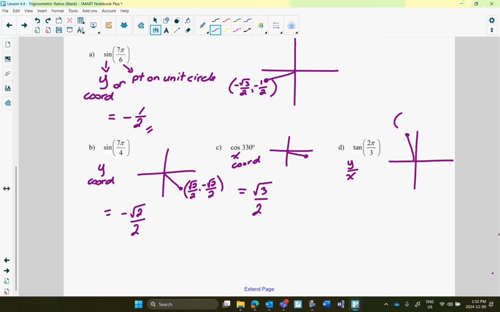What's that one? That's the short distance, -1/2. √3 over 2. So therefore, I got to go √3 over 2 divided by -1/2, which is the same as √3 over 2 times -2 over 1. The 2's cancel each other out, top and bottom. And I am left with just plain old -√3.